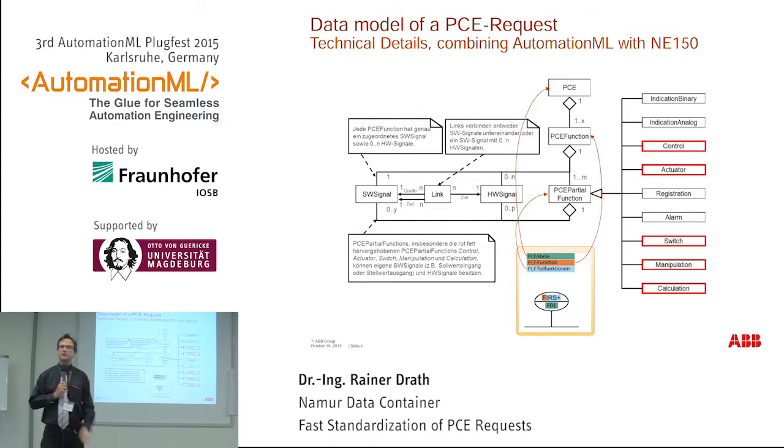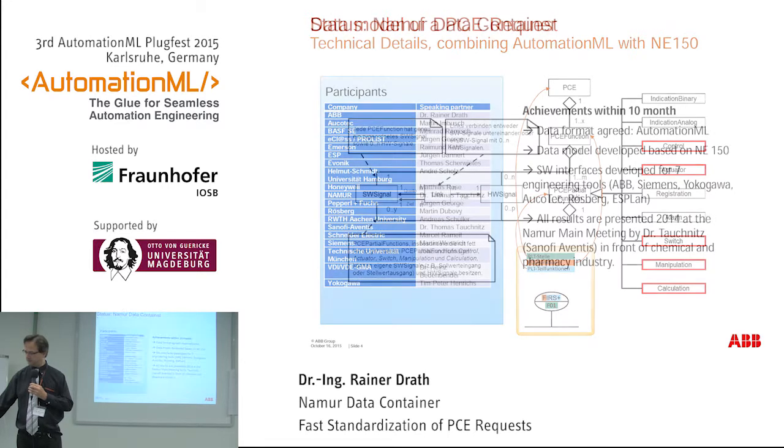The resulting data model is this. It fits on one paper. It took 2 or 3 sessions to model it, but the key trick was the selection of the data formats, because 19 organizations argued for multiple possible candidates of data formats, and I tried to convince them to use AutomationML.